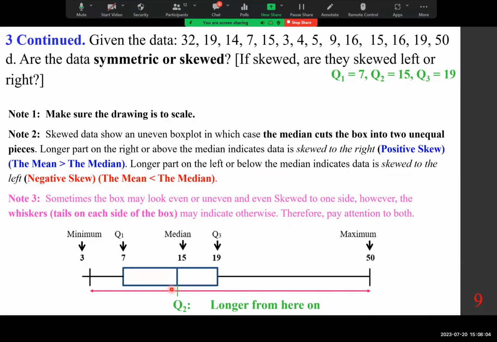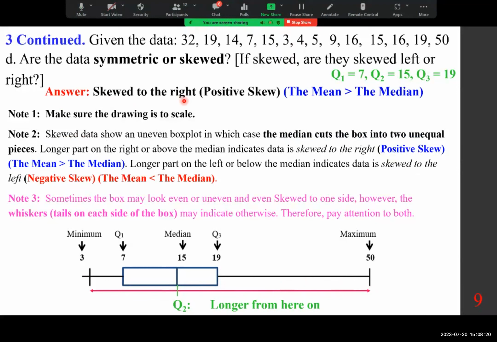Which one is larger? If these two parts are the same, it's symmetric. If not, it's skewed. Because this is larger, it is skewed, and it's skewed to the right. So it's skewed to the right, or positive skew, or the mean is larger than the median. So we always justify the answer.